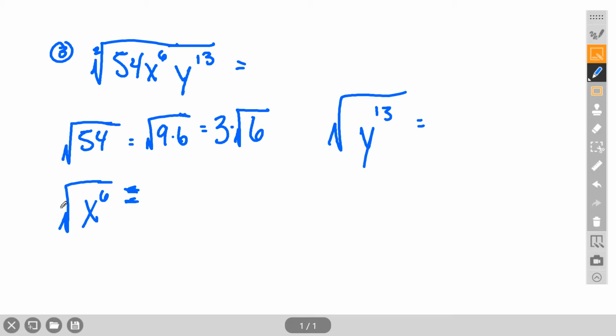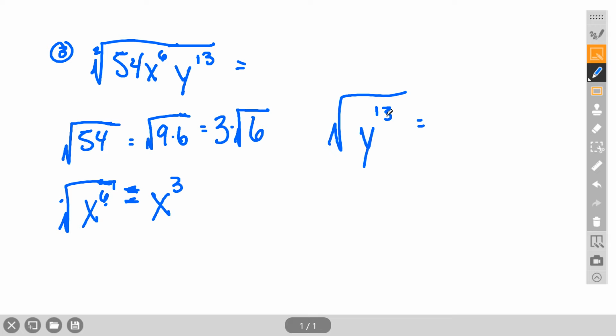Now, for the square root of x to the 6th, I said there's an easy way to do this. You can divide the exponent by the index. So 6 divided by 2 means that we can take 3 factors of x out of this, because x to the 6th is just x to the 3rd times x to the 3rd. So we can take x to the 3rd out. So x cubed is the square root of x to the 6th. You just divide 6 by 2.